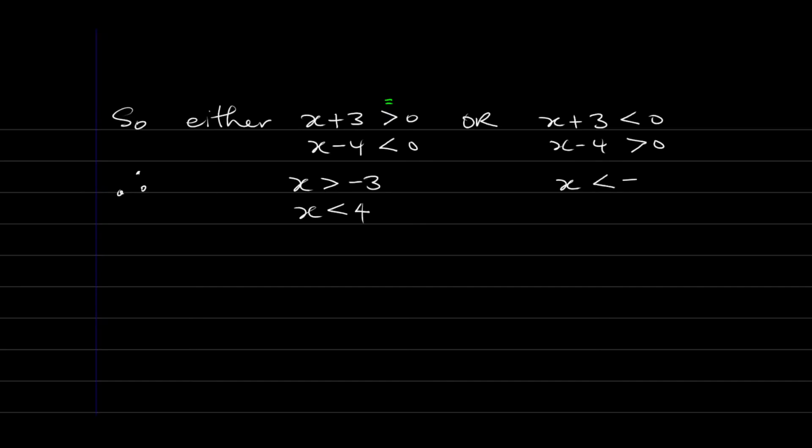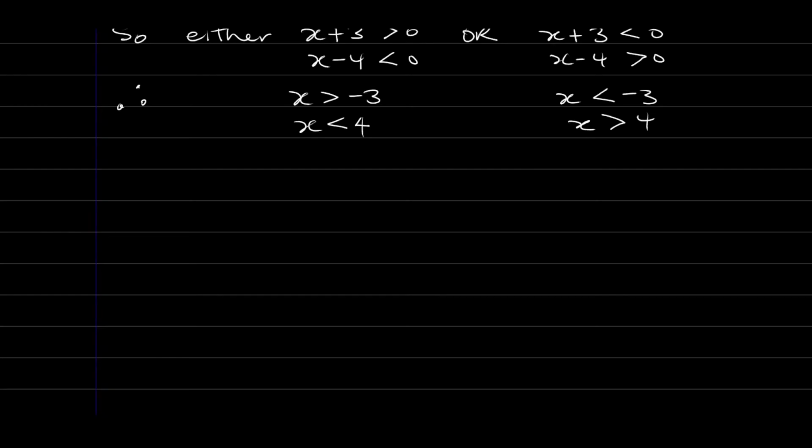And then we have here that x would be less than negative 3, and x would be greater than 4. Right? Now, how do we determine whether this solution or this solution is the correct solution? To do that, we simply draw a number line. I'm just going to draw this number line right down here, right?